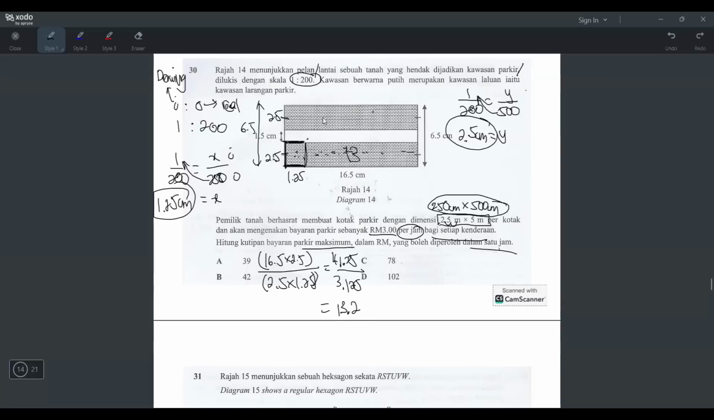13. Okay. But there's another rectangle here and it's the same size, right? So it means you can fit another 13 parking space here. So in total, you can fit 26 because 13 plus 13 is 26 parking space, right?